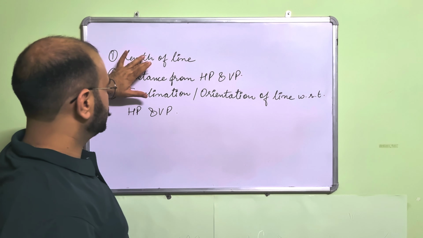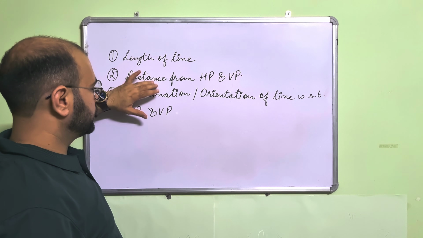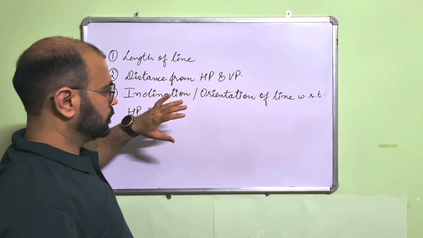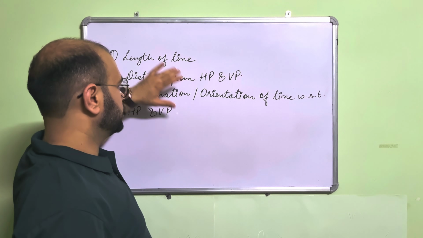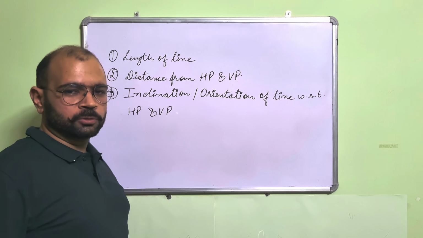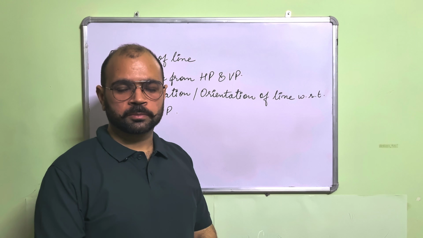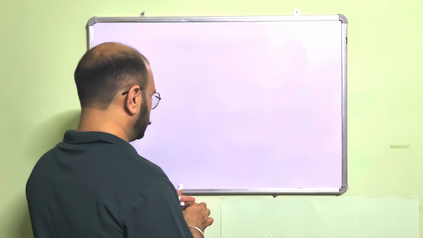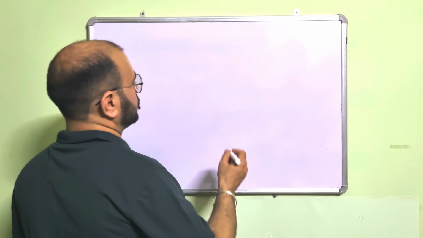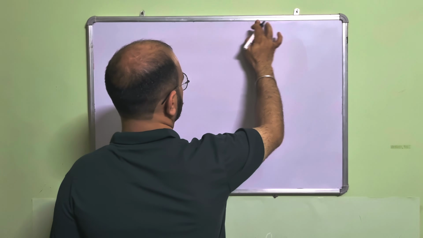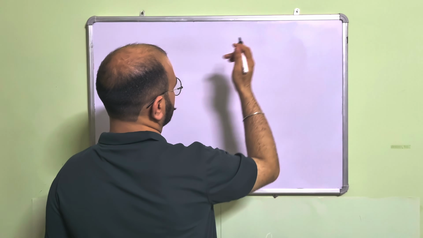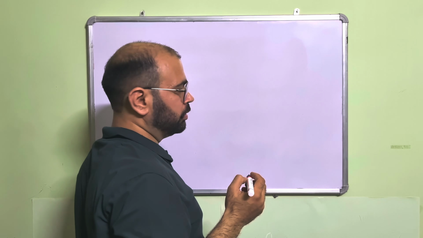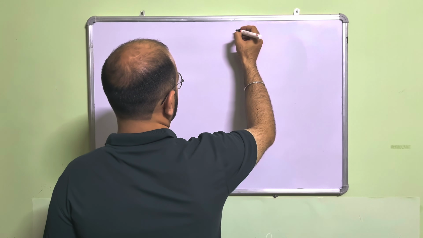So in the question you should find these three options. These three requirements should be there in the question. If these are there you will be able to solve the question. So before discussing the various cases of projections of lines, let us assume some representations, so it will be easy for us to draw the various projections.